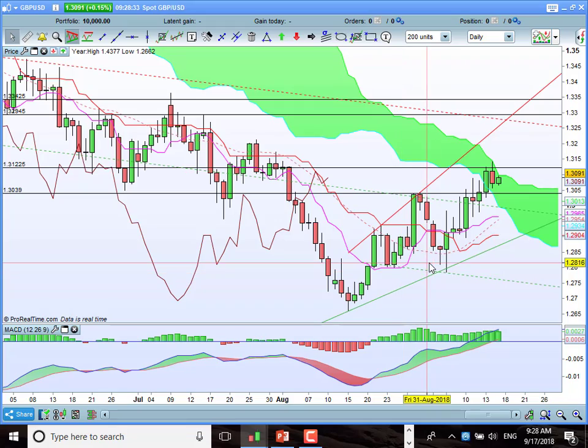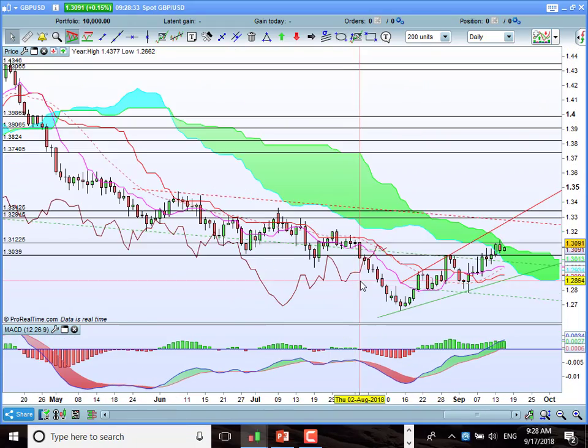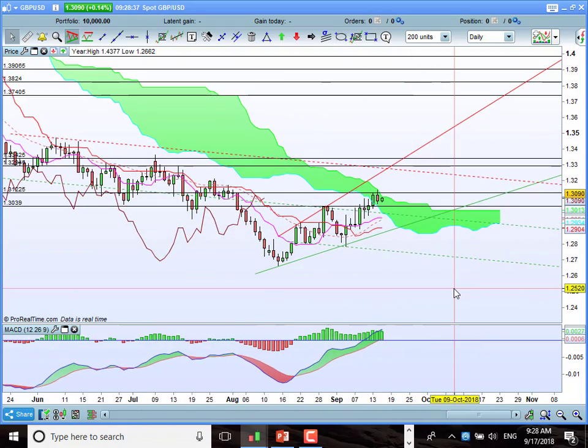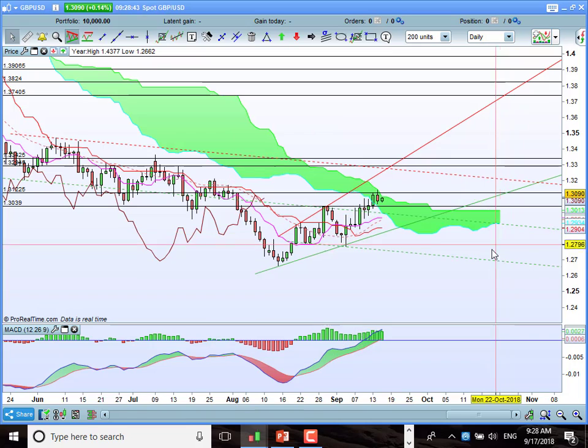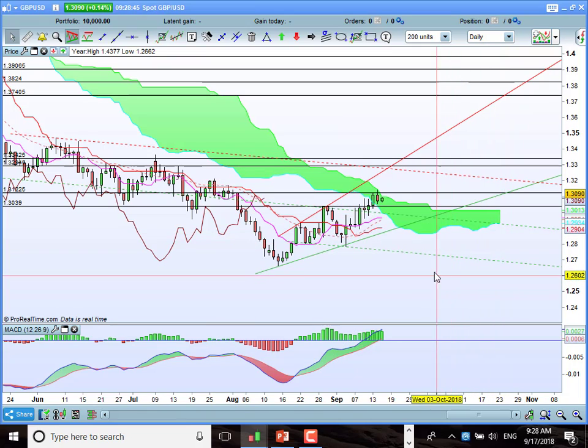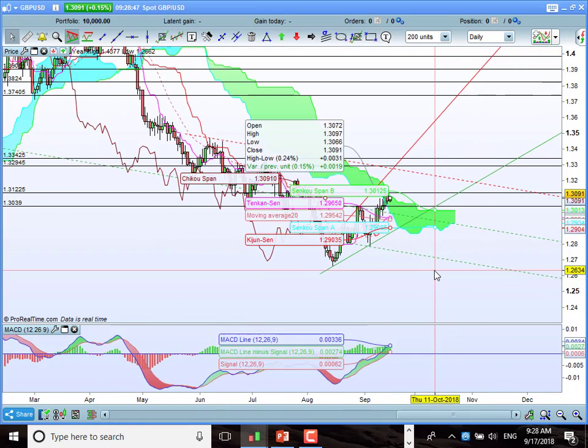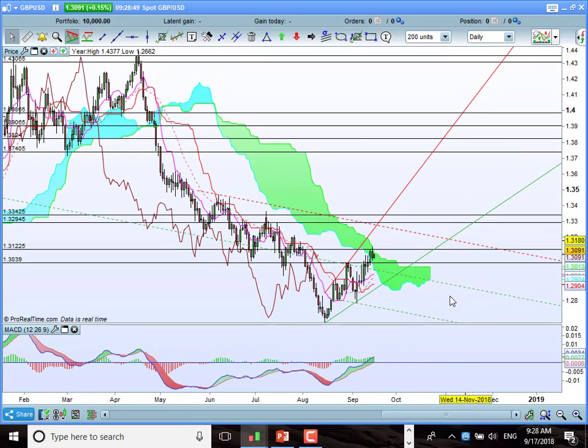GBP US dollar also stuck at cloud chart resistance. Price action is below the cloud, which is still negative. We've not yet seen the cloud chart twist, which means the front end of the cloud turning to the upside. We've not yet seen that, so we still have a negative bias here. Price action is below the cloud, which is overall negative.